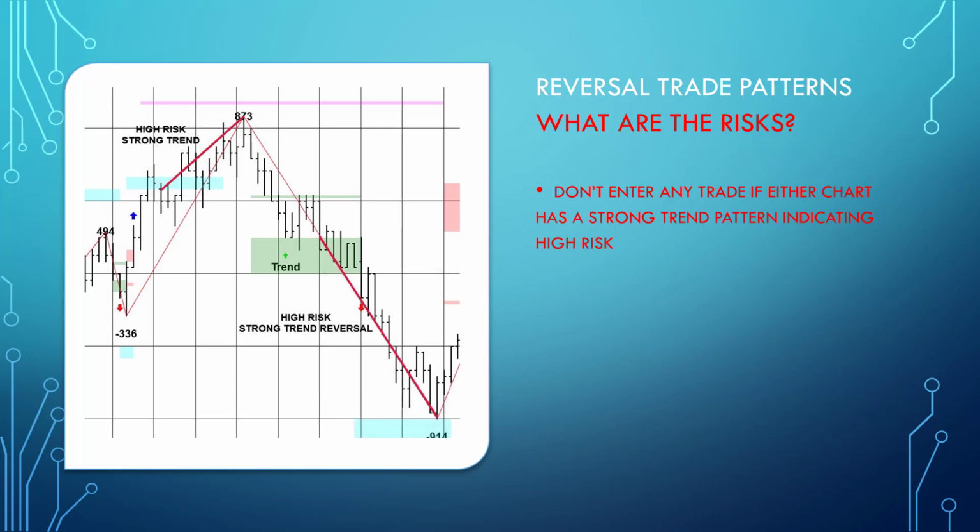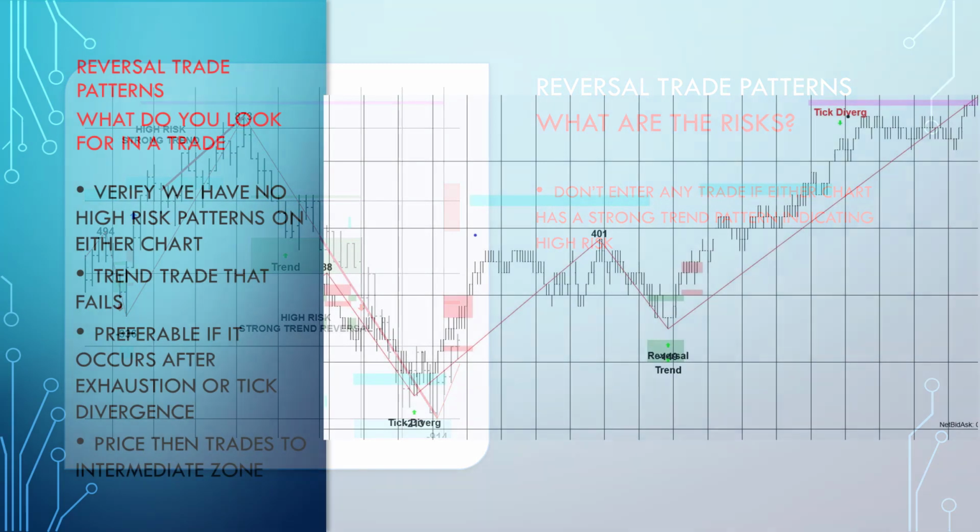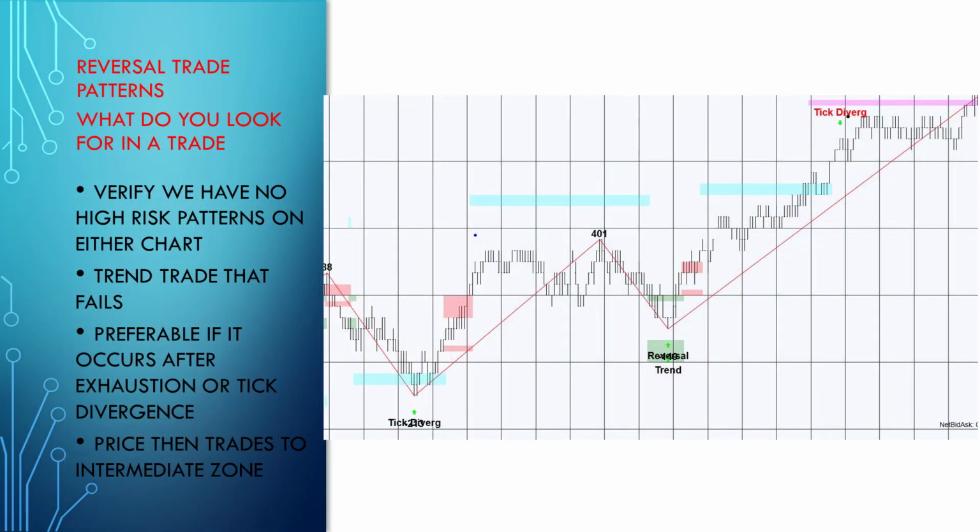And just to do a quick refresher, a high-risk strong trend trade is defined by price trading to the pink counter trend zone, and a high-risk strong trend reversal is defined as when price trades from a blue zone to the opposing blue zone. In this case, it doesn't matter that price had traded even higher than the counter trend zone. So the setup for this trade is quite simple.